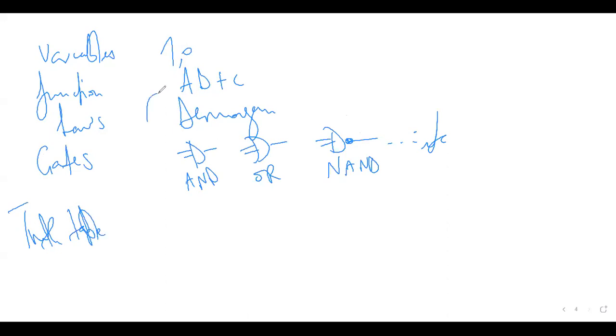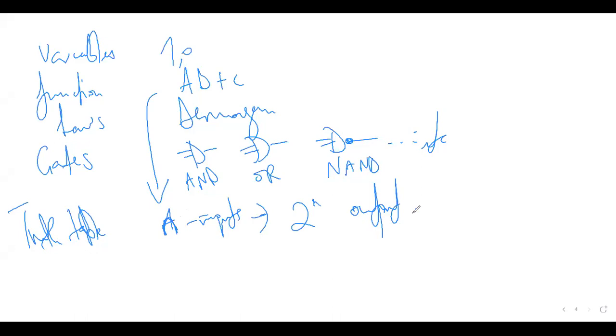From your function, you can find a truth table. How many variables do you have? If I have n inputs, it means I'll have 2 to the power n outputs. Now, with this, let's move on to questions.